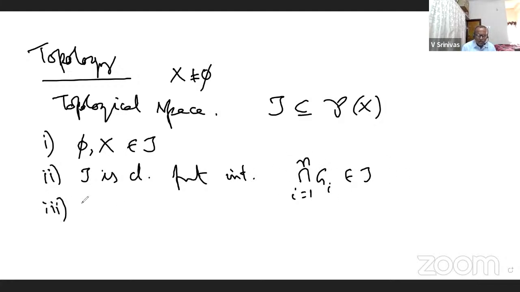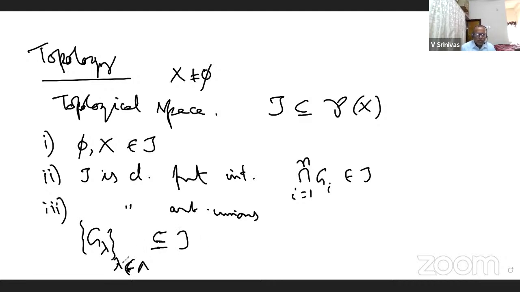Number three is that this tau is closed under arbitrary unions. Means you take any arbitrary collection of subsets from tau. Let G_lambda, lambda belongs to the index set Lambda, be a subcollection from tau. Let these G_lambdas come from tau. They may be uncountable or countable or finite. Then if the union of G_lambda over Lambda belongs to tau, then we say this tau is closed under arbitrary unions. So you are taking an arbitrary collection of sets from tau, and if the corresponding union of them is in tau again, then we say tau is closed under arbitrary unions.